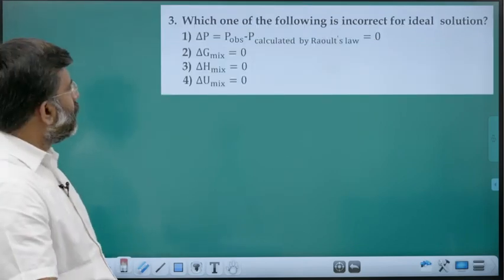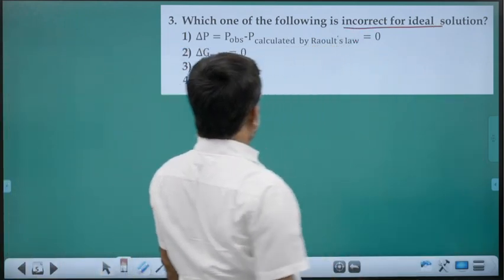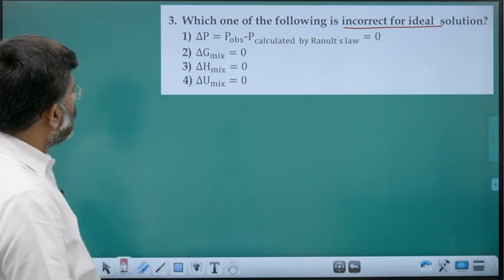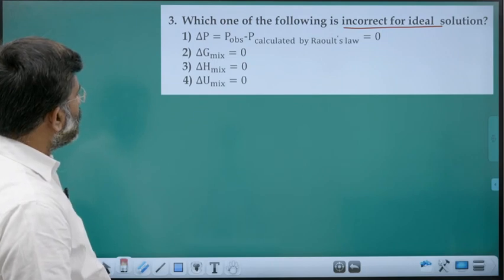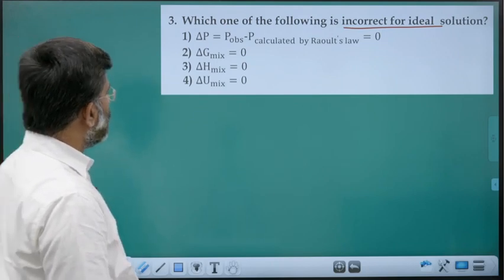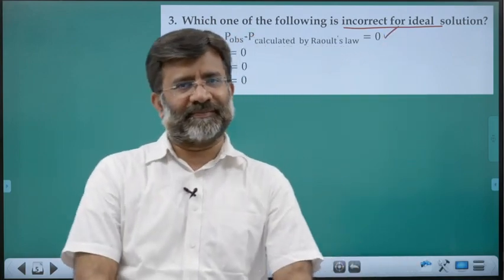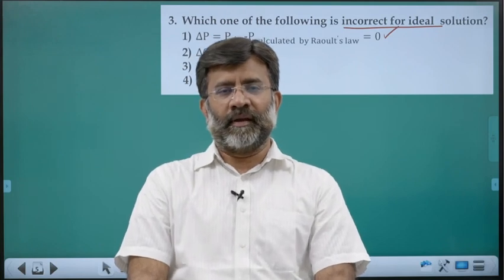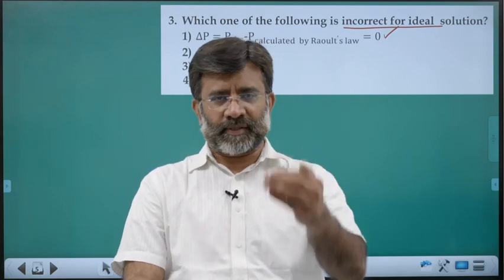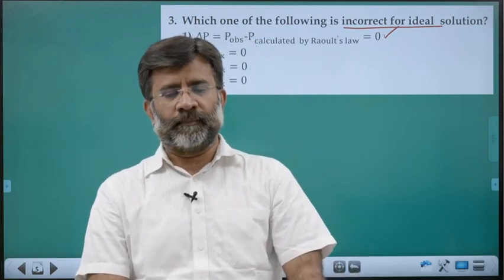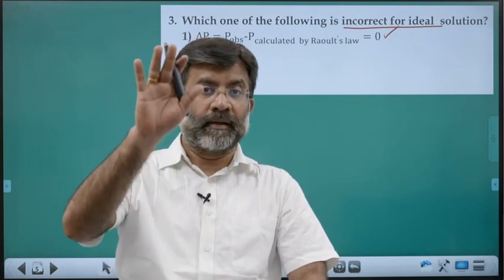Which of the following is incorrect for ideal solution? Incorrect for ideal solution. For ideal solution, delta P, that is the partial pressure observed minus calculated, is equal to 0. That is a true statement. There is no positive deviation. Suppose it is positive deviation, vapor pressure will increase. Suppose it is negative deviation, vapor pressure will decrease. For an ideal solution, there is no change in the pressure. It will be as per the theoretical value.